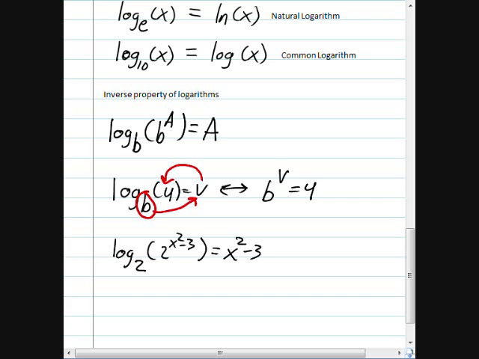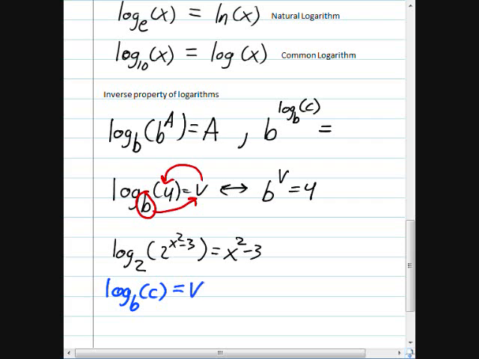Our second inverse property looks at the following. b raised to the log base b of c equals something. This one's a little trickier to see. Let's first just look at log base b of c and think about what that means. Log base b of c equals something.